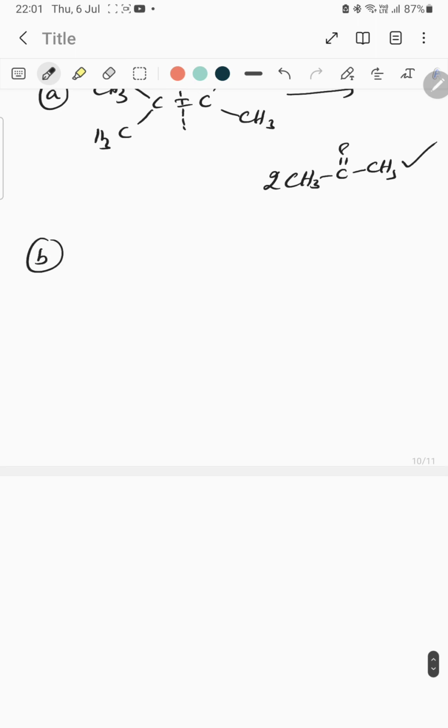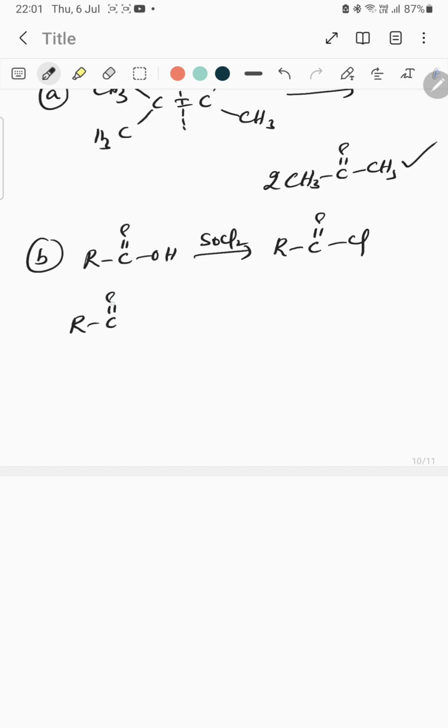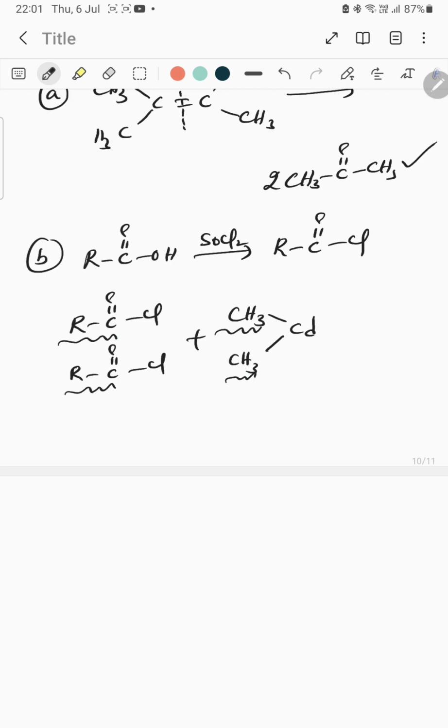Option B, RC double bond OH. It reacts with SOCl2. We get RCOCl, acid chloride formed. The formed acid chloride, take 2 moles, reacts with dimethyl cadmium. This RCO with CH3, this RCO with CH3. We get RC double bond OCH3, 2 moles formed along with cadmium chloride. Here also ketone will be generated. So option B also gives ketone.